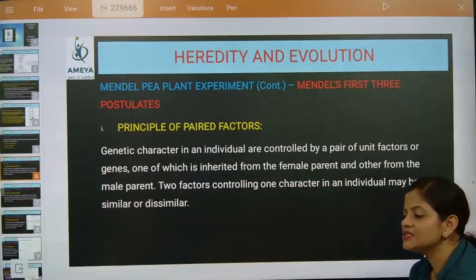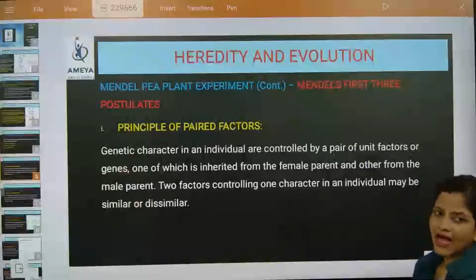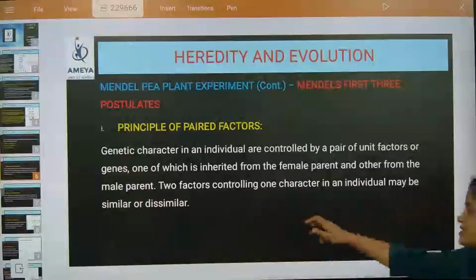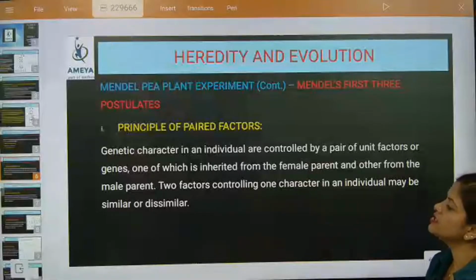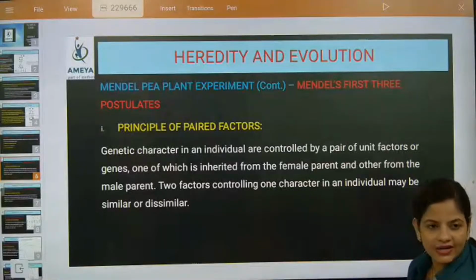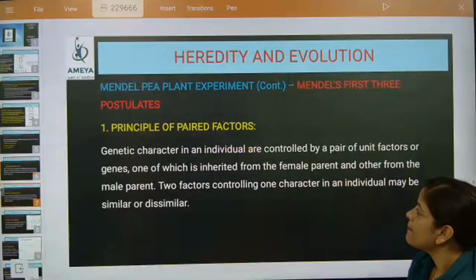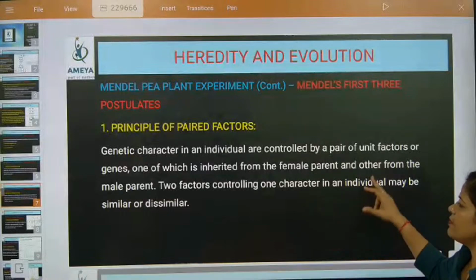When we talk about similarity, it means either both dominant or both recessive. So this part is very important: the factors controlling one character may be similar. So this is exactly coming for genetic factors. Got it? Now we go for the principle of paired factor. Paired means always as we have discussed, so it will be paired factor.